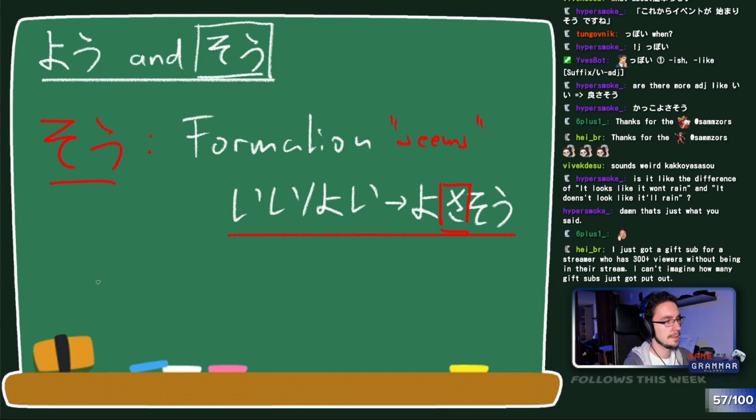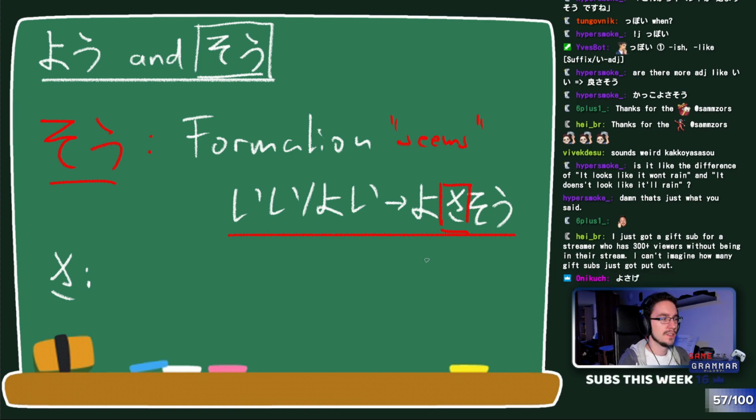That does happen sometimes. Let's talk a little bit more about adding sa, okay? And how it's a little confusing. We're still talking about so, just to be clear. Now, again, with I and yoi, you get yosaso. There are sometimes situations where even though an adjective ends with nai, you should not add sa, specifically because it's an adjective that ends with nai. So I'll give you an example.